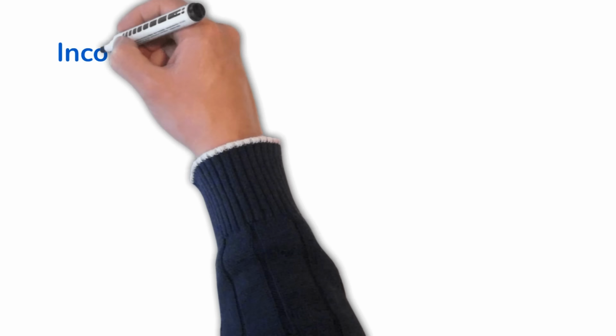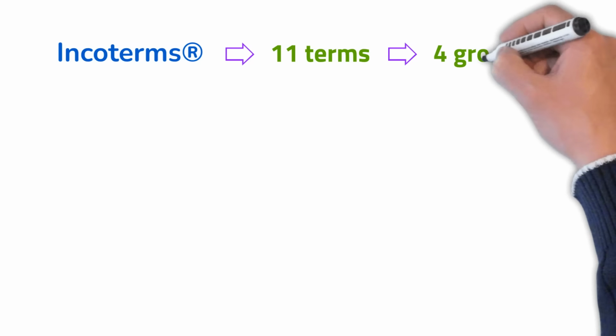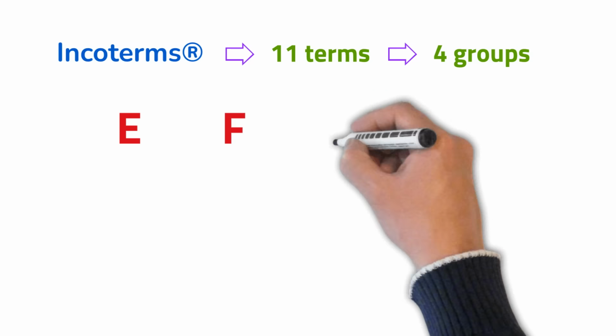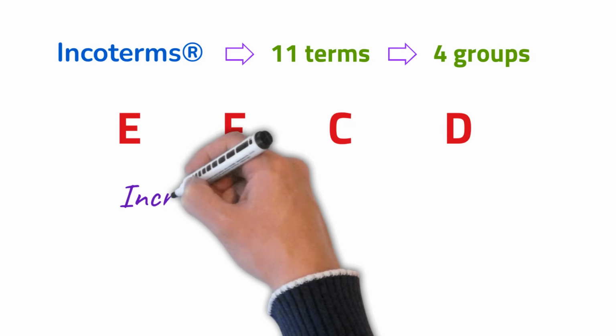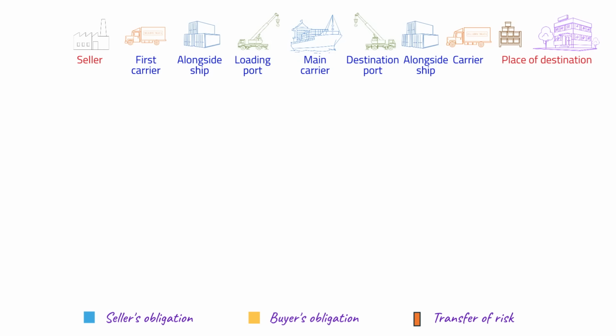There are in total 11 terms. Yes, it's a lot. Not that easy to remember and quite easy to get lost. So, in the end we will focus on those you would see most often in real life. These 11 terms are typically divided into 4 groups based on the first letter of the term, which are E, F, C and D, as you will see in a second, with the seller's obligation increasing from group E to group D. So here come the terms, one by one.